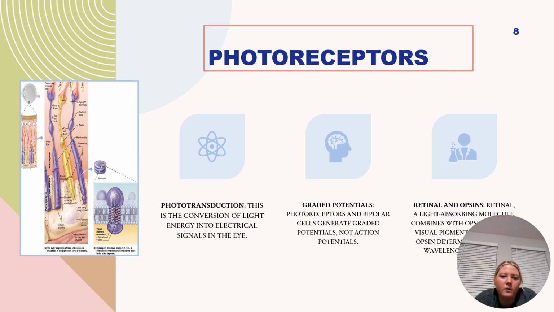And then retinal and opsins. The key to this process is the light-absorbing molecule called retinal. Retinal combines with proteins called opsins to form 4 types of visual pigments. Depending on the type of opsin to which it's bound, retinal absorbs different wavelengths of the visible spectrum.